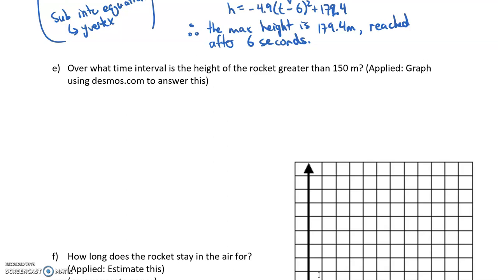Hi again, everyone. We're going to pick up this question that we've been discussing about this rocket that's flying through the air. We had just found the vertex of that rocket, and then the next question was asking us for the time interval when the height of the rocket is greater than 150 meters. I already said at the end of the last video that we should sub in h equals 150.